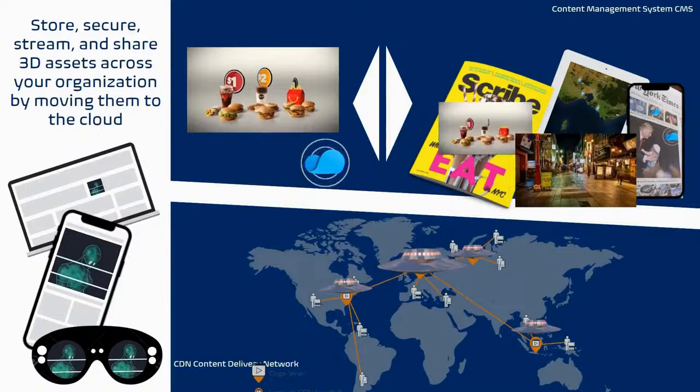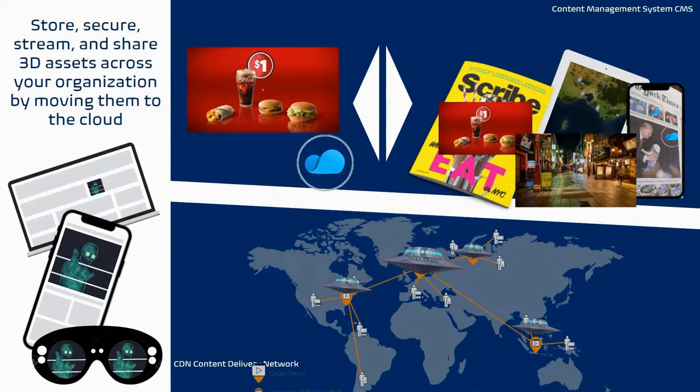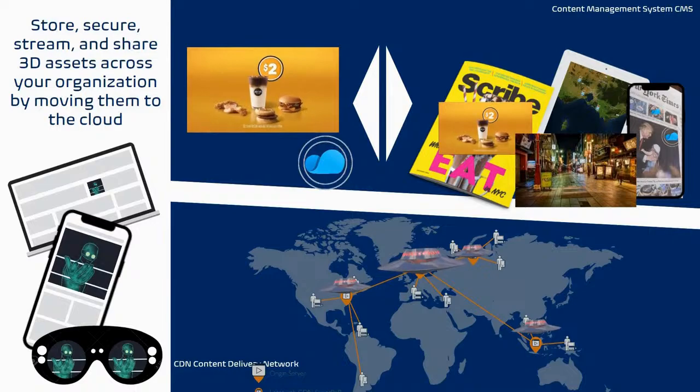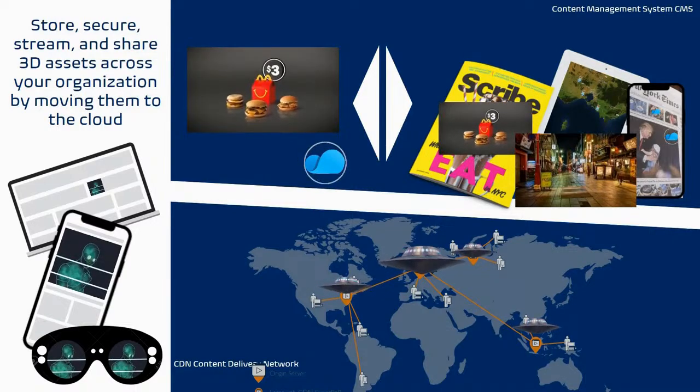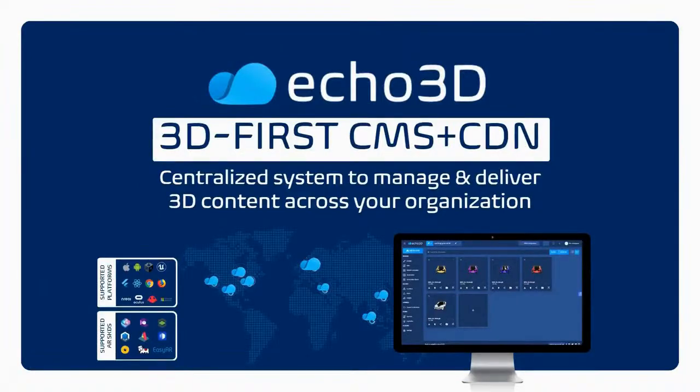echo3D is a 3D asset management platform for companies to store, secure, and share 3D content in real time across your organization. We help over 100,000 users take control over your 3D content by offering a 3D first content management system and delivery network, compression and conversion tools, collaboration functionality, access permission, versioning and reporting, and a library of more than 800,000 free 3D models.